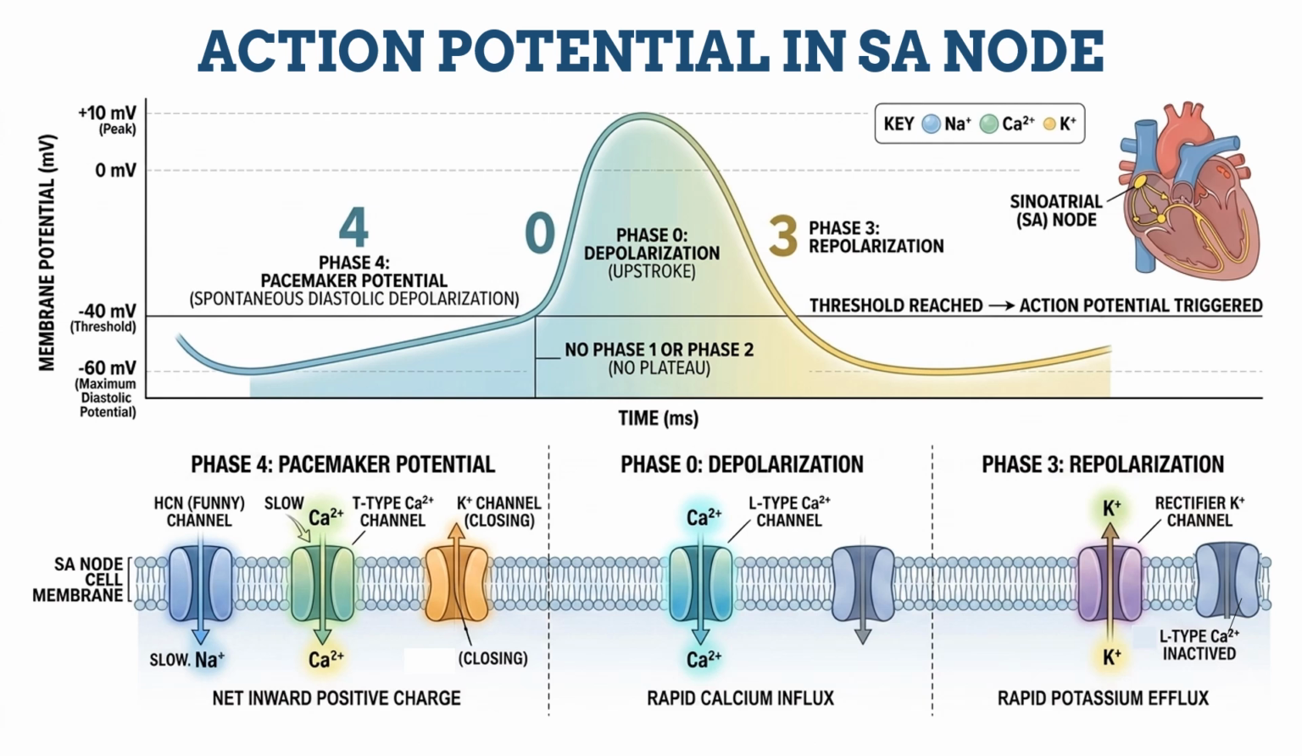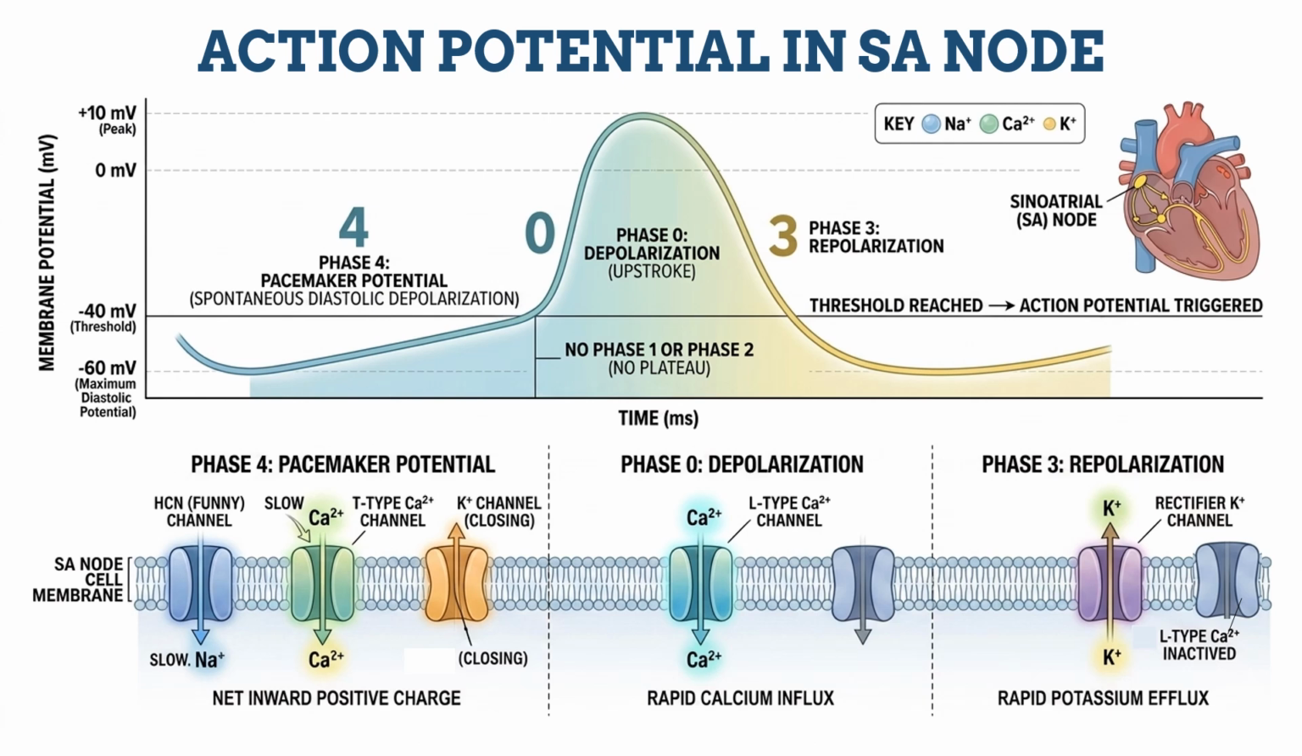Phase 4 is the pacemaker potential, or spontaneous depolarization, and it is the most unique feature. The cell does not have a flat resting state but instead slowly depolarizes on its own due to the funny current, allowing a slow influx of sodium ions. As the membrane potential becomes less negative, transient calcium channels open briefly, further depolarizing the cell and bringing it closer to the threshold of -40 mV.